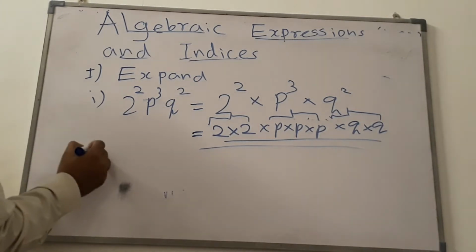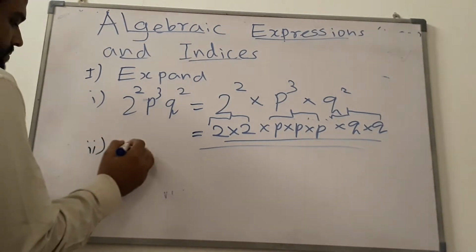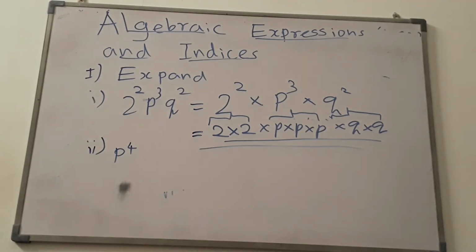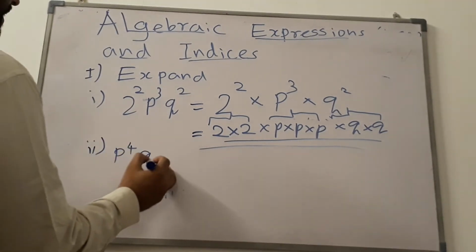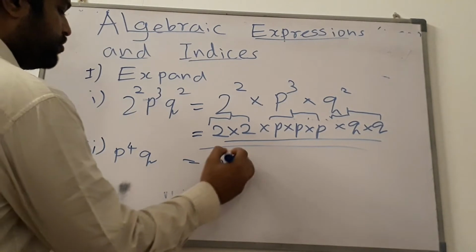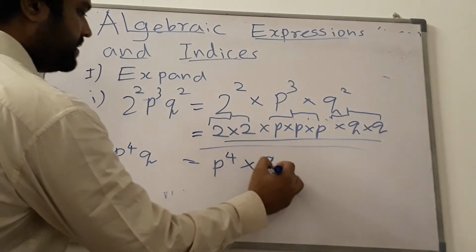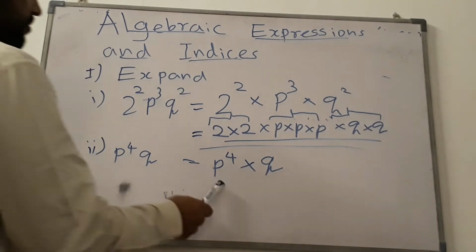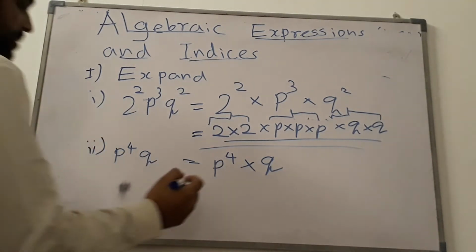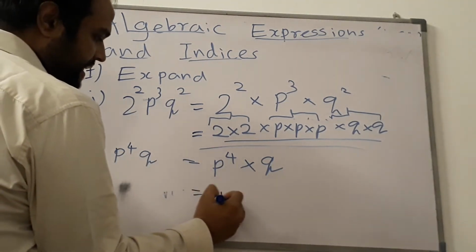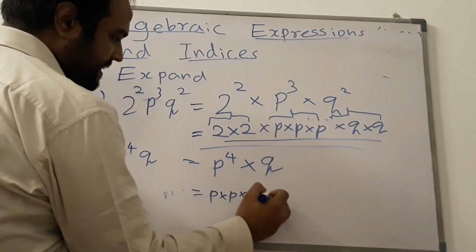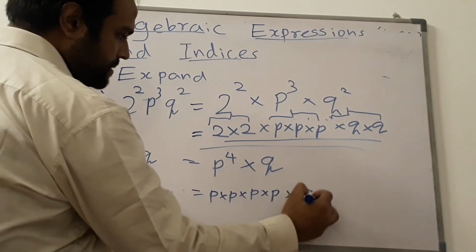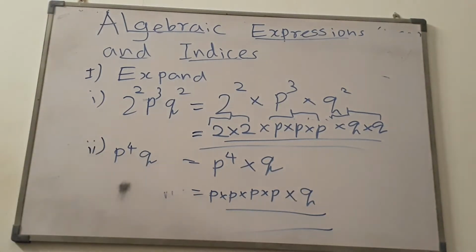Second question: p to the power 4 and q. We can write this as p to the power 4 times q. This can be written as a product of p to the power 4 and q. P to the power 4 can be written like p times p times p times p times q. This is the answer.